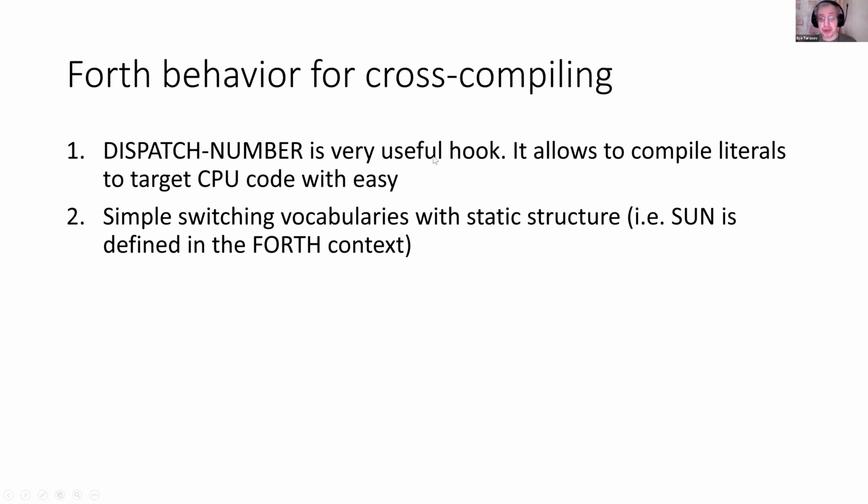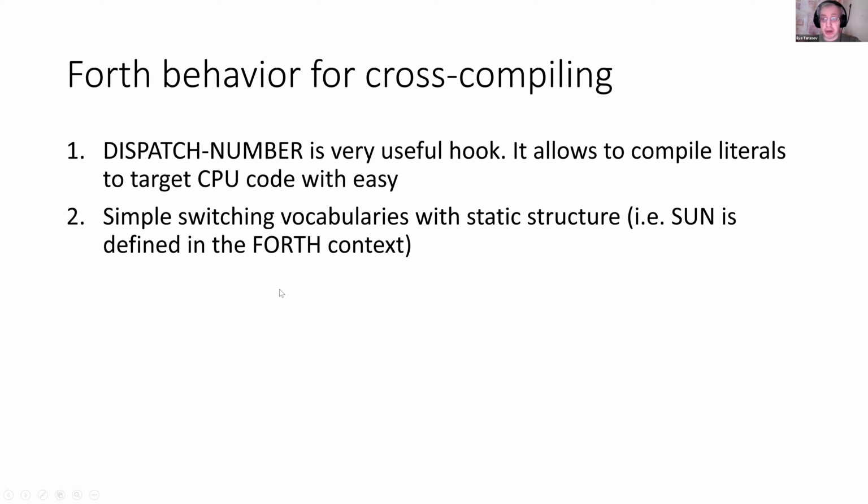Dispatch number is a very useful hook. It allows us to compile letters to target CPU code. We don't need a special kind of processing. We don't need special words. We just may type our Forth code as usual and perform any converting operation as needed.